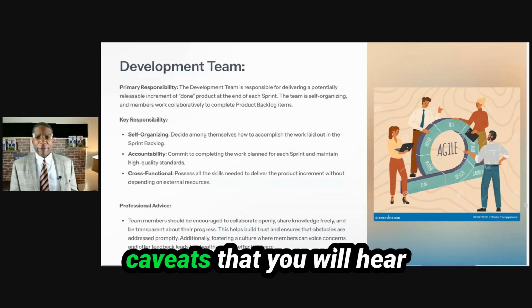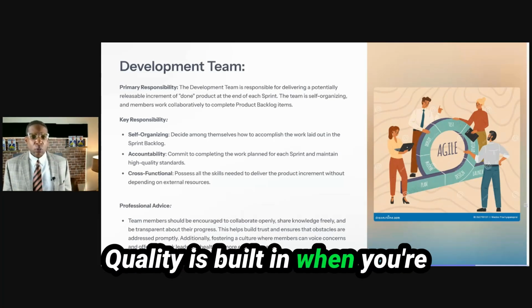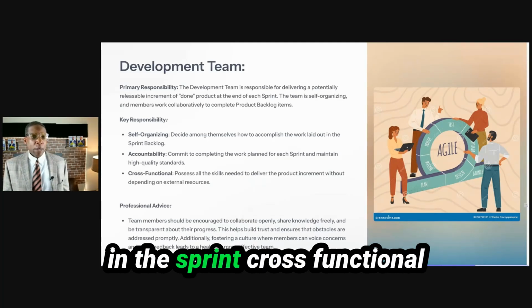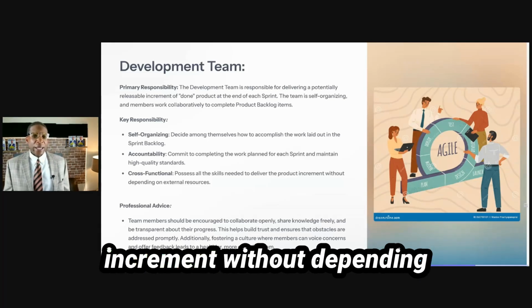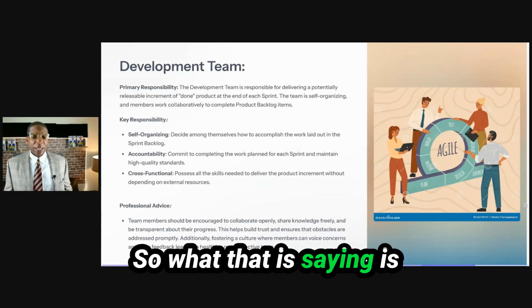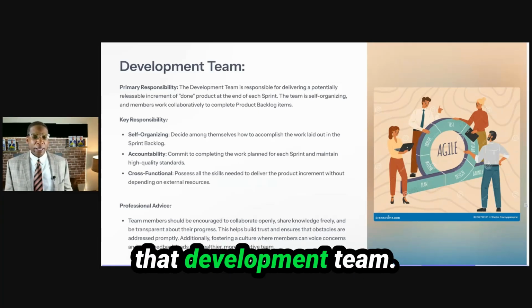One of the caveats that you will hear a lot as well: what about quality? Quality is built in when you're actually in the sprint, building out the product. Cross-functional: the team possesses all skills needed to deliver the product increment without depending on external resources. So what that is saying is you have everything you need right there within that development team.